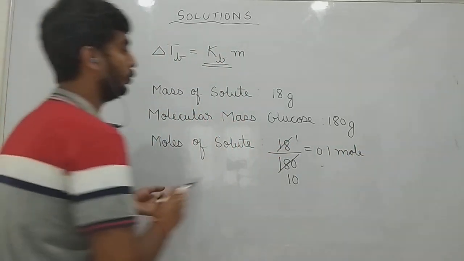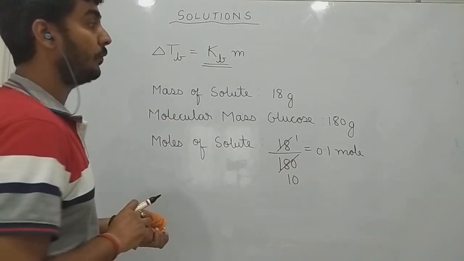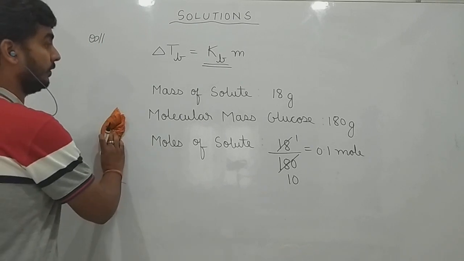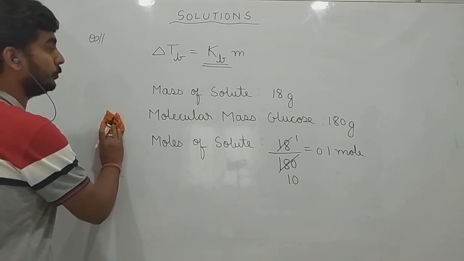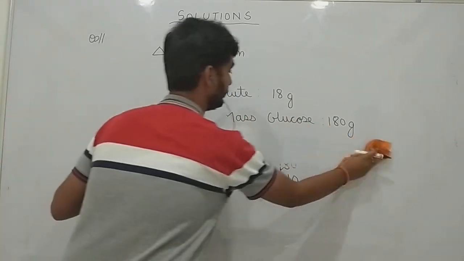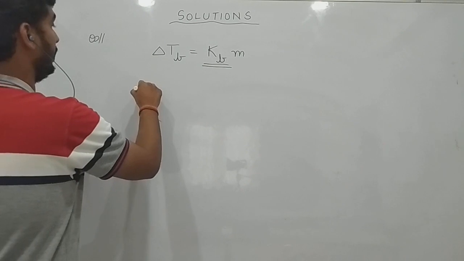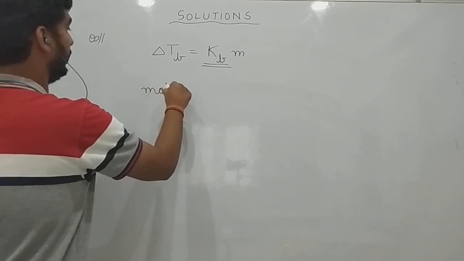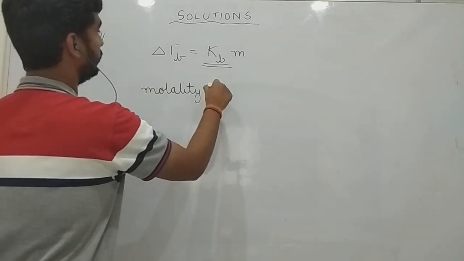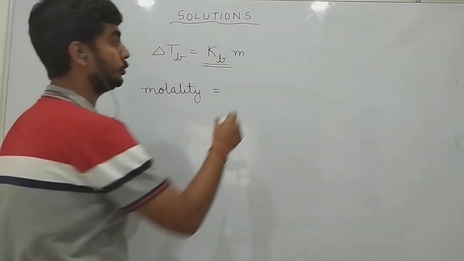0.1 mole of glucose is present in 1 kg of water. So we can easily find the molality of the solution. So what will the molality of the solution be? Molality is the number of moles of solute divided by the mass of solvent in kg.